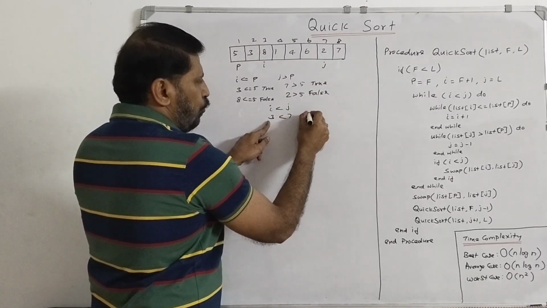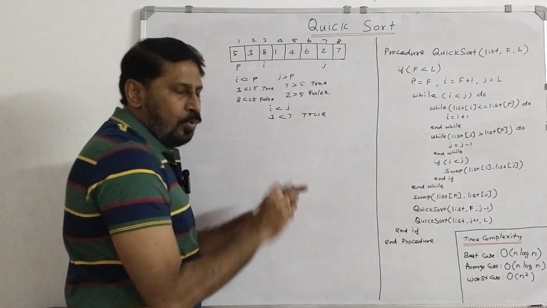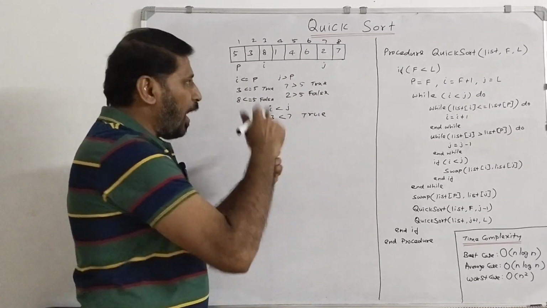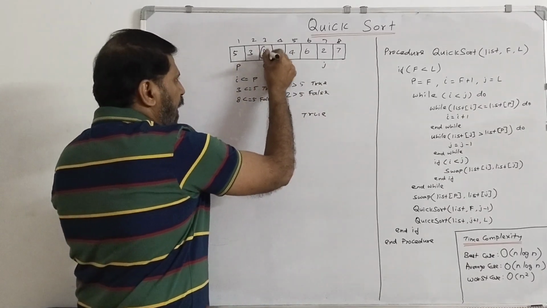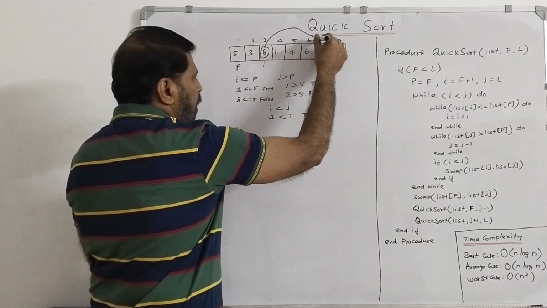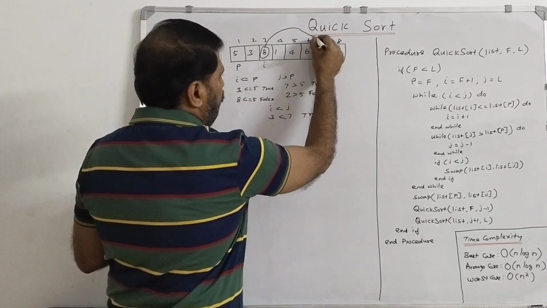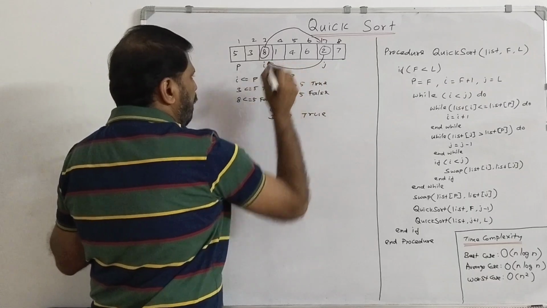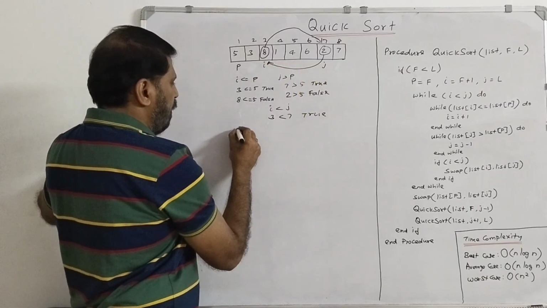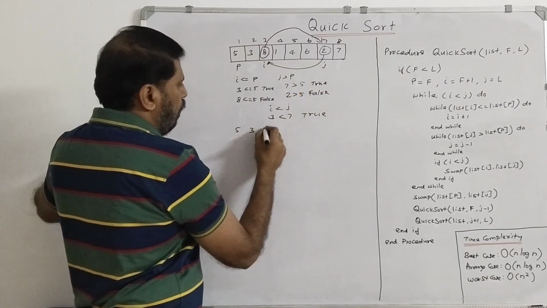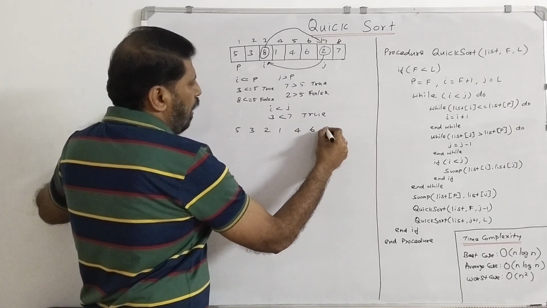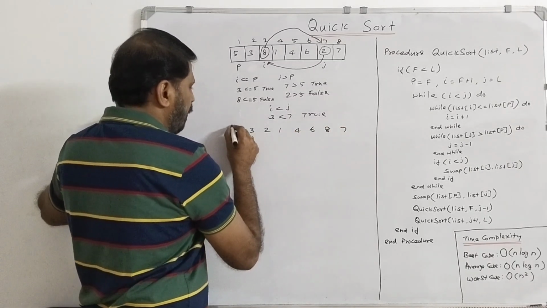So the condition is true here. If it is true, we swap i and j. We swap i and j. So the i value goes to the jth position, and the j value comes to the ith position. So what happens here? 5, 3, 2, 1, 4, 6, 8, 7. Is the point clear?